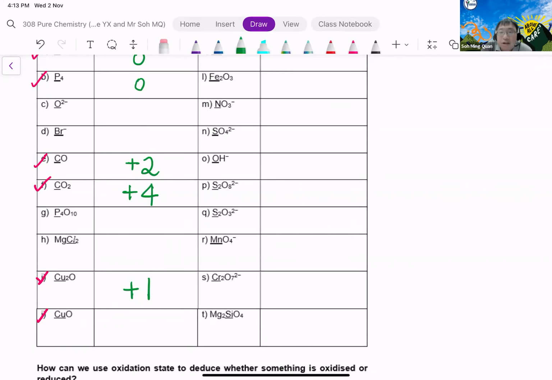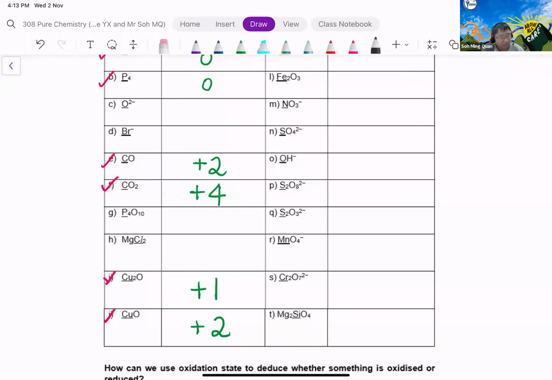Okay, then the last one, CuO. What's the oxidation state of copper in CuO? +2. Okay, so remember, the oxidation state sign comes first. Okay, so this is where my question time comes.